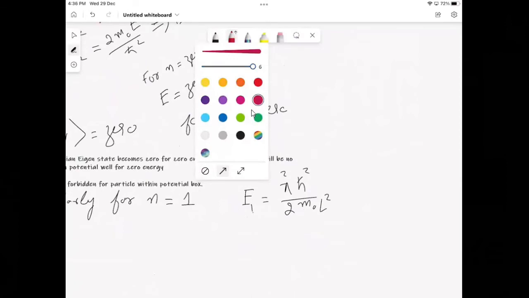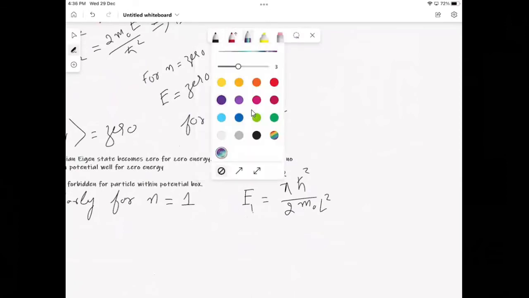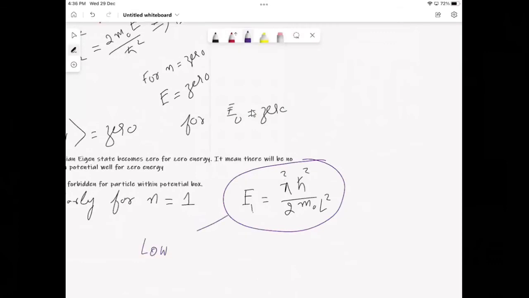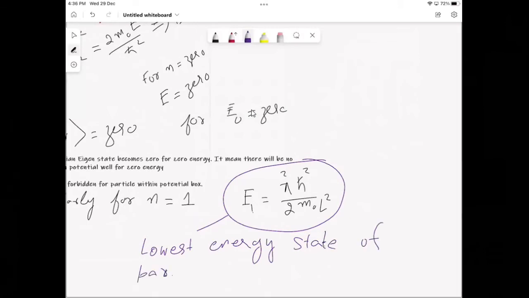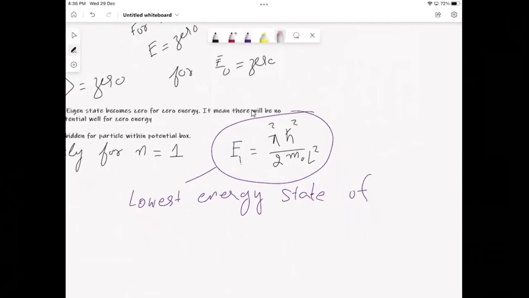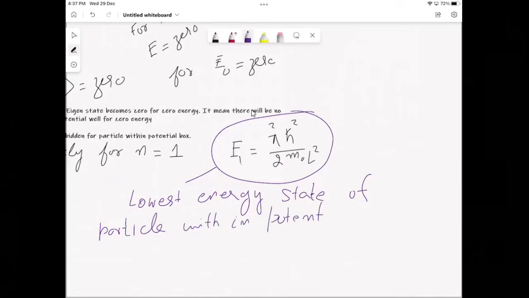So this will be the lowest energy state of a particle within a potential box. So this will be the lowest.